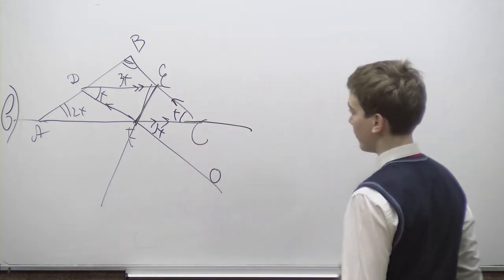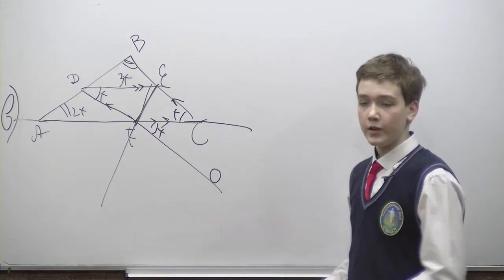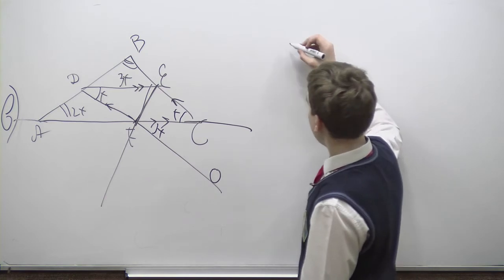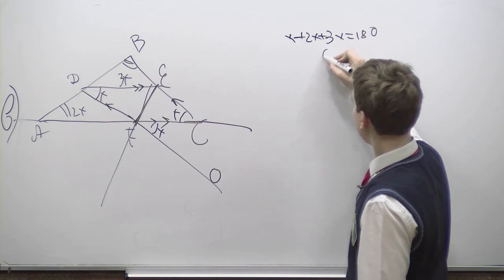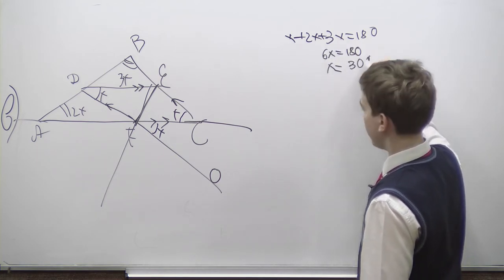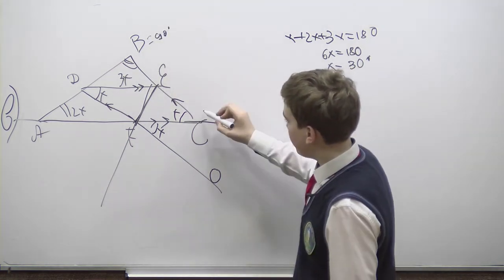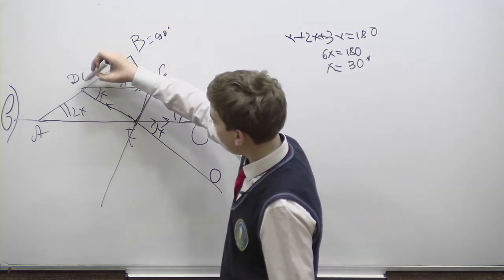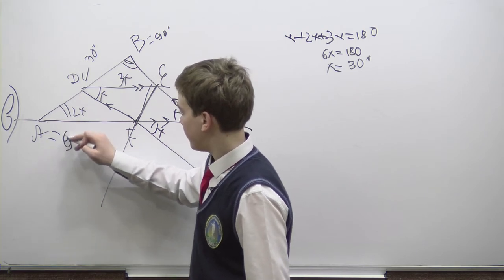Now we have three angles of the triangle, x, 2x, and 3x. We know that the sum of all the angles of a triangle is 180 degrees. I can make an equation, and from here, x is equal to 30 degrees. So angle B is equal to 90 degrees, a right angle. Angle C is equal to 30 degrees, also as angle D. And angle A is equal to 60 degrees. So that's my answer. And now I will solve exercise 3C.